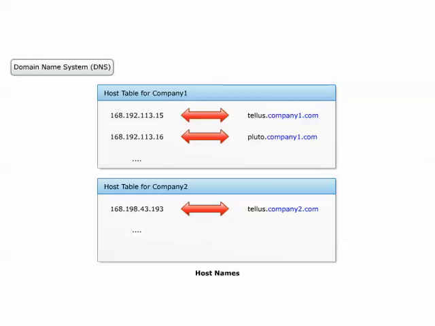The Domain Name System basically works the same for IPv4 and IPv6. This part of the course will be based on IPv4, but it also applies to IPv6.